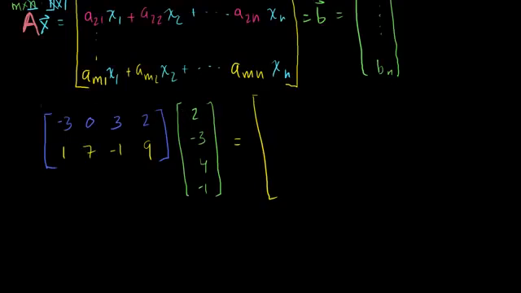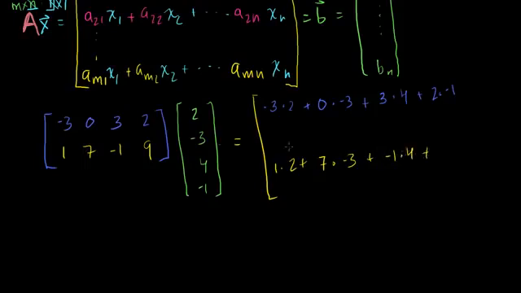So let's do it. It's going to be -3 times 2. I'm not going to color code it. -3 times 2, plus 0 times minus 3, plus 3 times 4, plus 2 times minus 1. And now my second row, or I guess my second component in this vector, is going to be 1 times 2, plus 7 times minus 3, plus minus 1 times 4, plus 9 times minus 1.